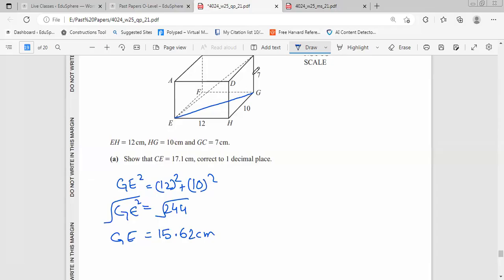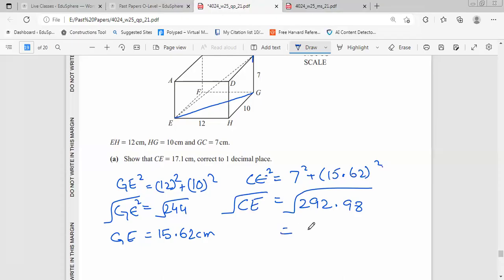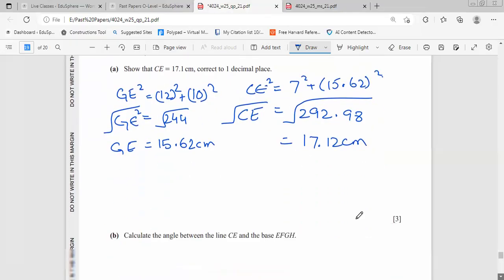Now at this point, again, I will be taking the Pythagoras theorem. Now this time GE and 7 will be taken. So now, since we are going to calculate CE square, which is equal to 7 square, because this is going to be the perpendicular and this will be the base. So 7 square plus 15.62 square. This is equal to 292.98. And if I take the square root on both sides, the final answer is 17.12 centimeter. And by correcting it to the first decimal place, I get 17.1 centimeter.